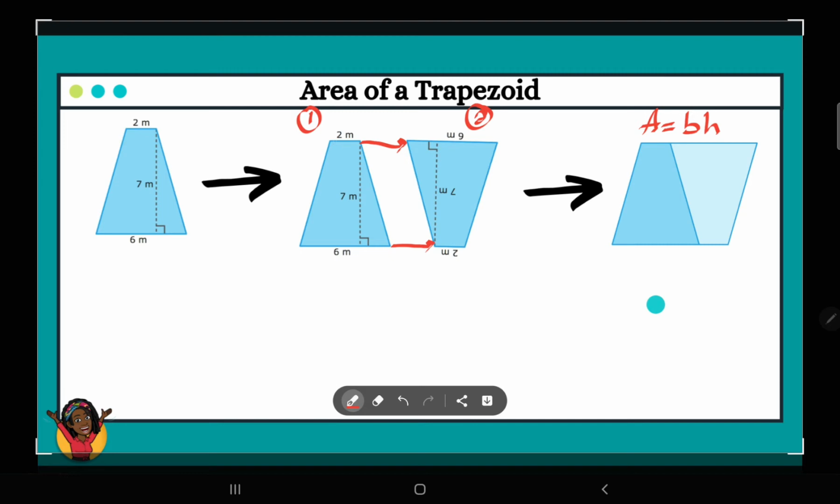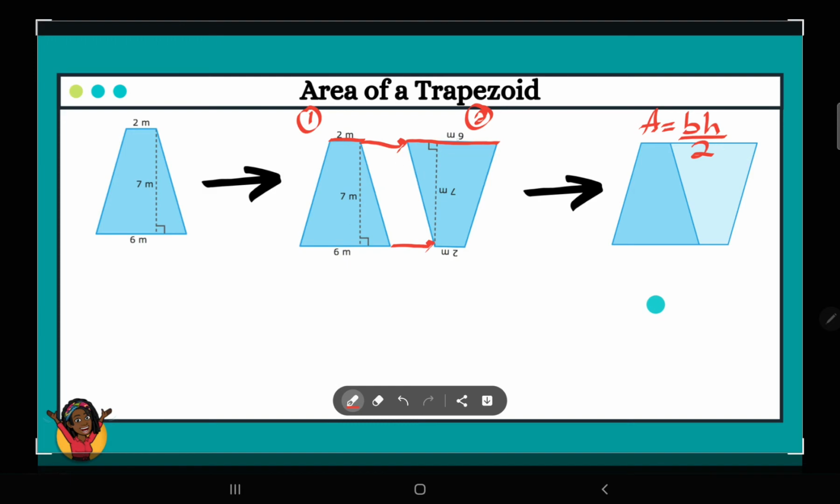Now, if you notice, the top portion is now my base 1 plus my base 2. And then my height would still be the same. And if you think about the original formula, base 1 plus base 2 is exactly what we have there. And then when we find this, we would have to divide this area by 2 to calculate the area of the trapezoid. Okay, so let's go ahead and do that.